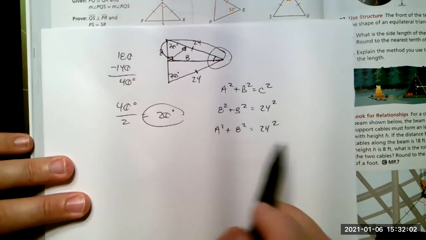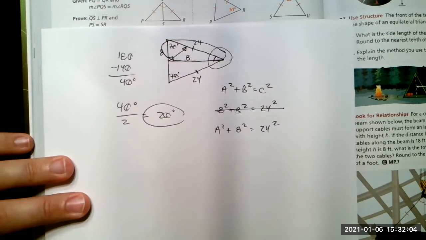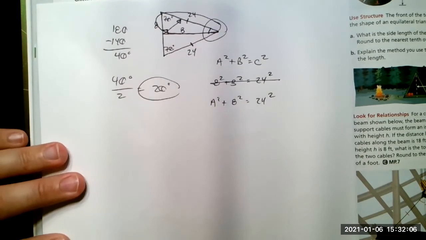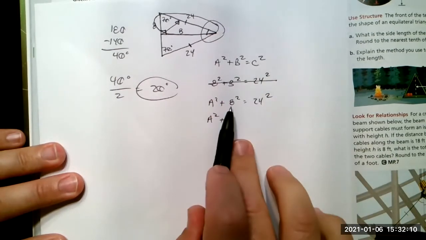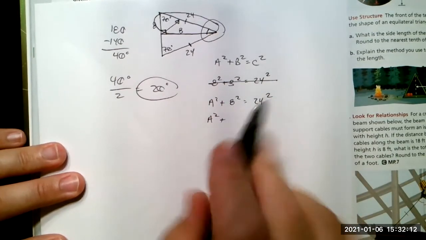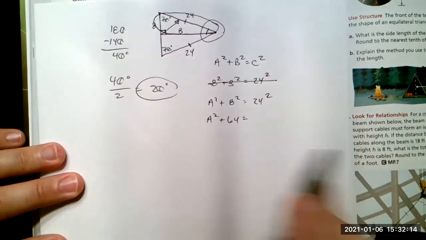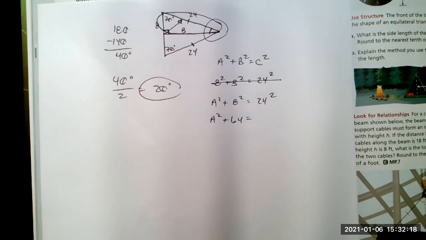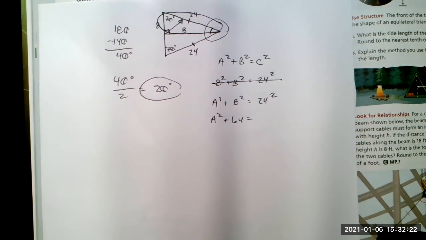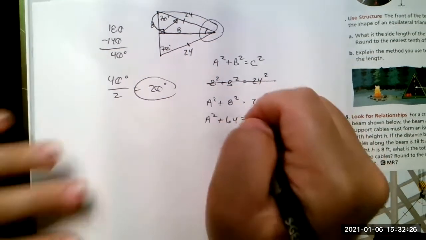So I'll go ahead and use this one right here just because it's the one written on the bottom and I can write underneath it. A squared is just a squared. B squared, that's 8 squared, that's 64. Oh man, 24 squared. I'm gonna have to do that in my calculator. I don't feel like doing that in my head. 576.